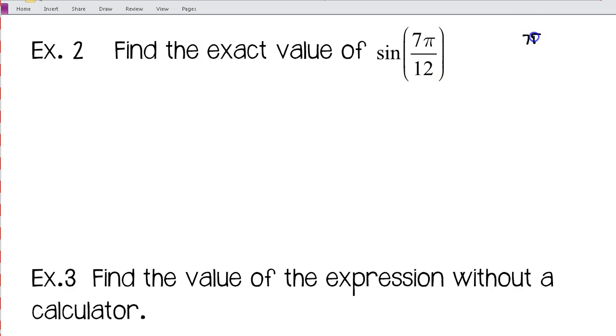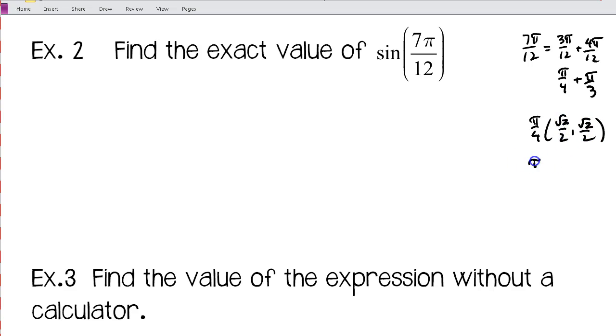So I know that 7 pi over 12, and sometimes you may have to play around until you find something that works, but 7 pi over 12, if I break this down into 3 pi over 12 plus 4 pi over 12, these are two good angles because these will both reduce into special angles. So 3 pi over 12 would be pi over 4, and 4 pi over 12 would be pi over 3. These are special angles, so I'm going to write down my coordinates here because we're going to use these in a bit. Pi over 4 is root 2 over 2 for the x and the y. And pi over 3 is 1/2 and root 3 over 2. So we'll need all of this information in a bit.